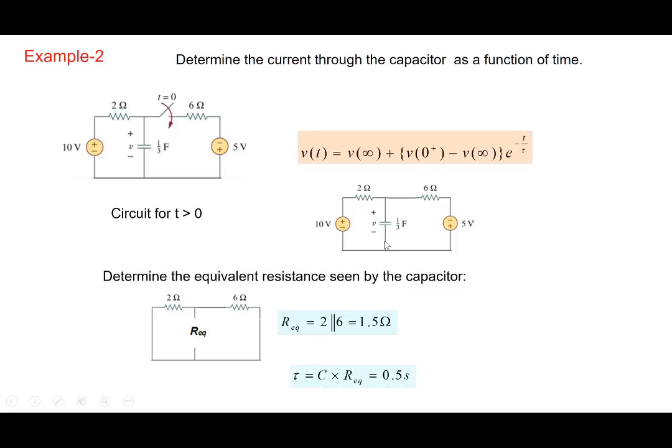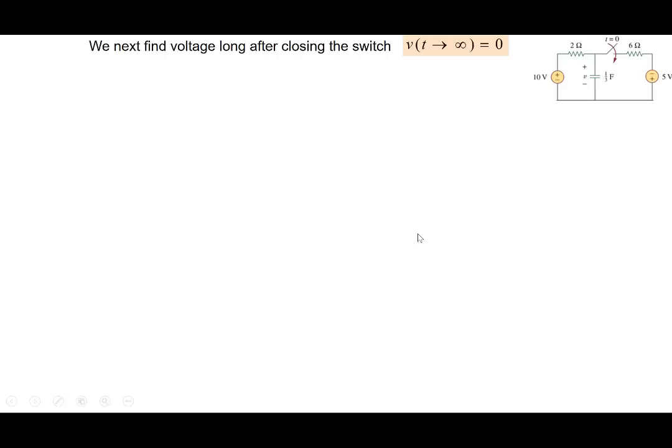So anyway, tau will be equal to C times the net resistance here, which is equivalent to RC times here. So that we have determined.